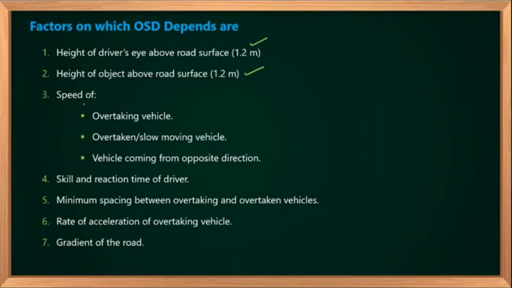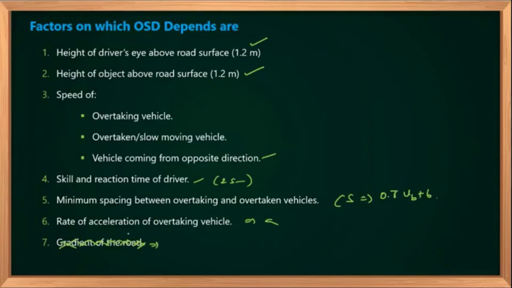Next, you have to consider the speed of the overtaking vehicle and the overtaken vehicle coming from the opposite direction. Next, skill and reaction time of driver, that is 2 seconds. Next, minimum spacing, that is called S. Next, rate of acceleration, this is A. Next, gradient is not so important. For milder gradient you need not consider it. Gradient is not so important in OSD; better take it off.